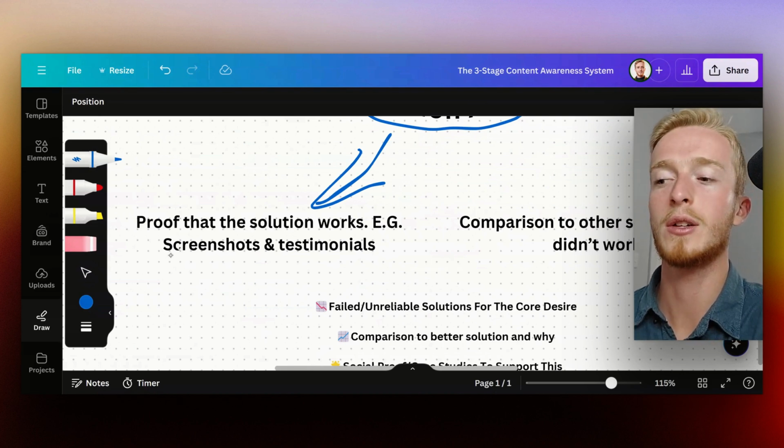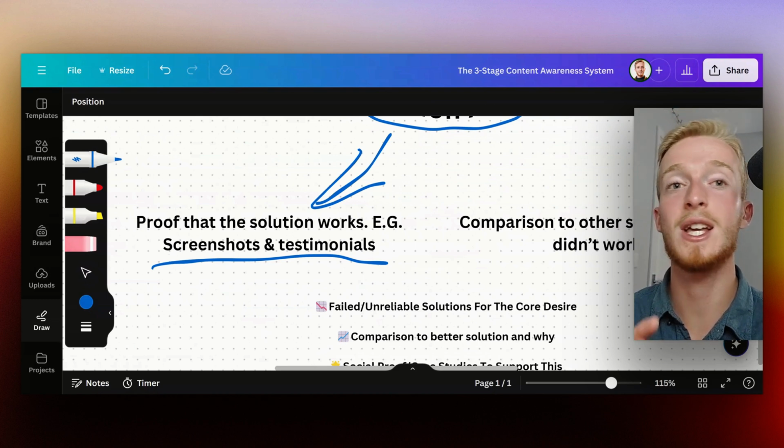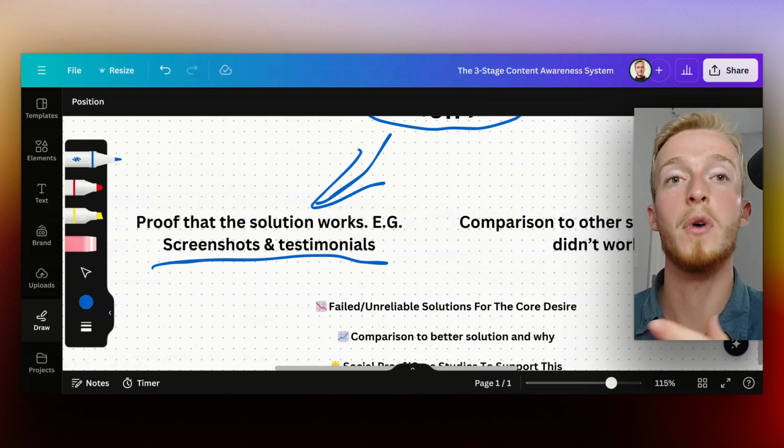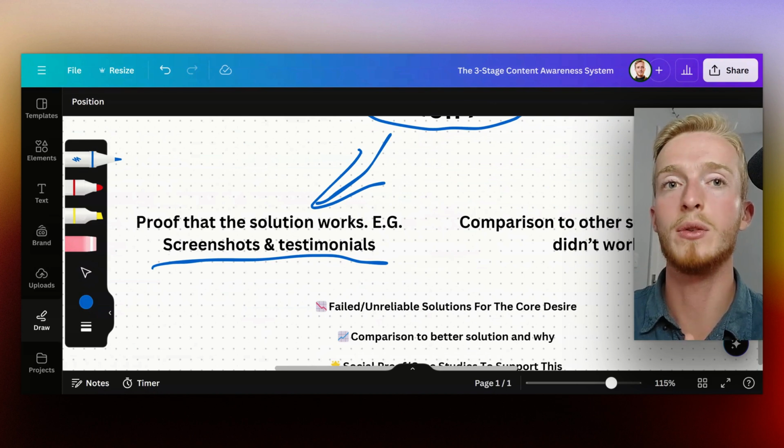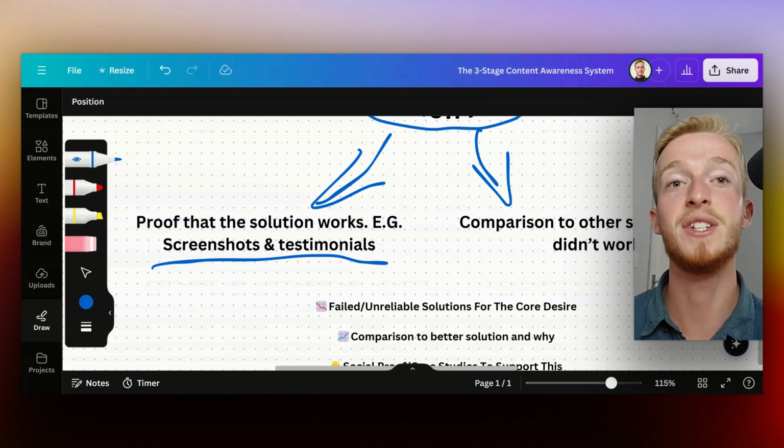For example, screenshots and testimonials. This stuff works really, really well, especially if you can share social proof of people that are just like your ideal clients and how you've helped them. And obviously, the second one as well is comparison to other solutions that didn't work for them.